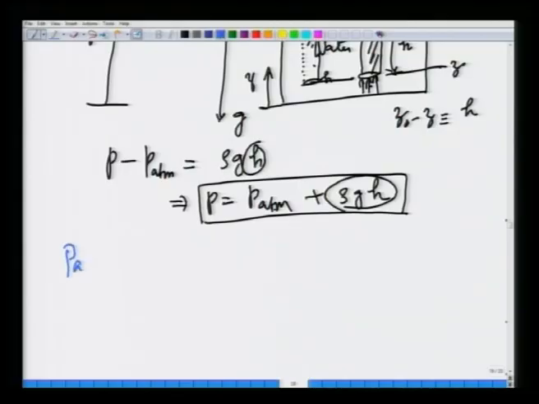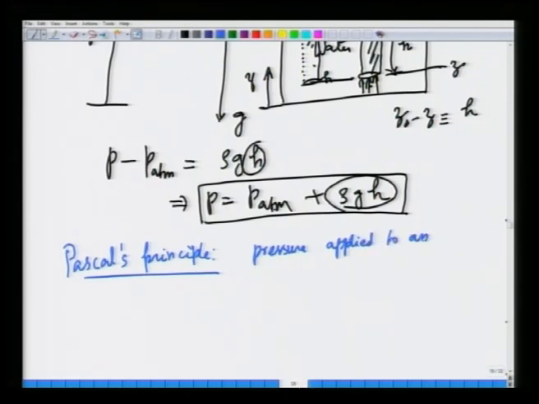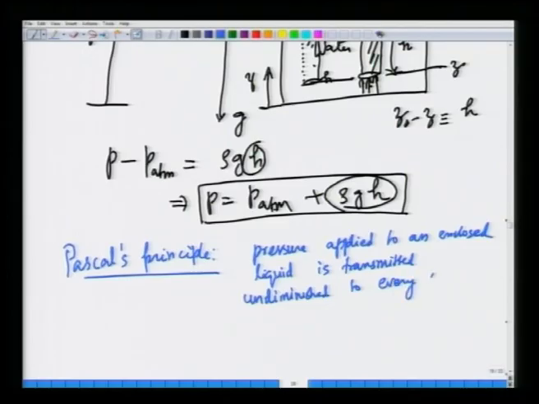Now, you must have seen or learnt of what is called Pascal's law or Pascal's principle for incompressible fluid, which says that pressure applied to an enclosed liquid is transmitted undiminished to every portion in the liquid and to the walls of the container.